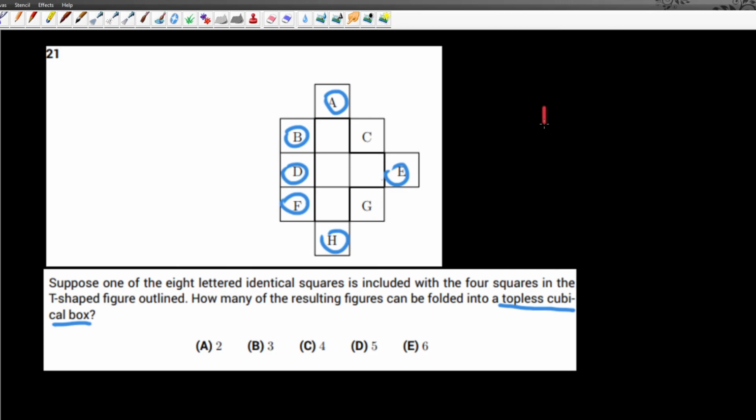When you look at this shape where C is, you notice that this can't be folded into a topless cubical box because the C can't fold. And this is the same case with G, where G can't be folded into a topless cubical box either. So that leaves us with 6 of the letters that are able to fold into a box.